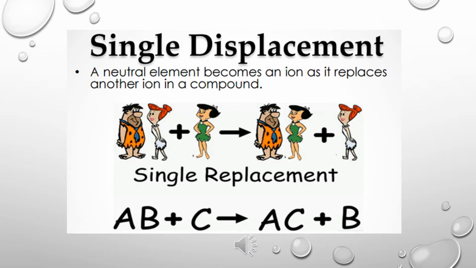A real-world example of this would be copper displacing silver in a solution when a copper wire is dipped into a silver nitrate solution and solid silver precipitates out.